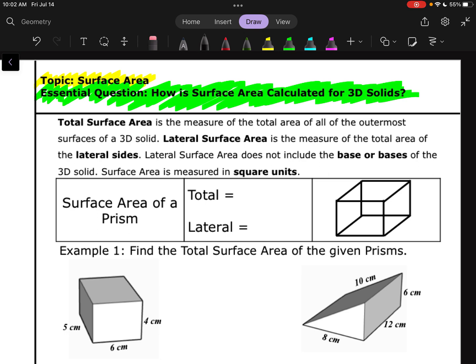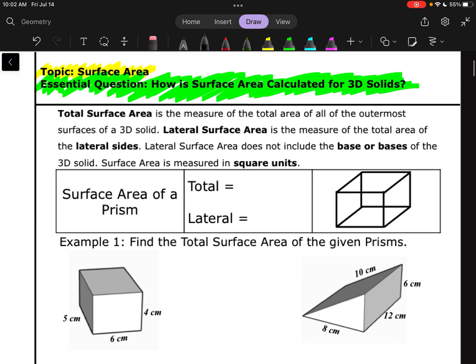My favorite way of thinking about surface area is like if you were going to wrap this thing in wrapping paper, how much wrapping paper would it take? Or how much paint would it take to cover the outermost sides of a shape? So essentially, if you found the area of all the different sides of this shape and you added them together, that's your surface area. We're going to start off with how to find the surface area of a prism.